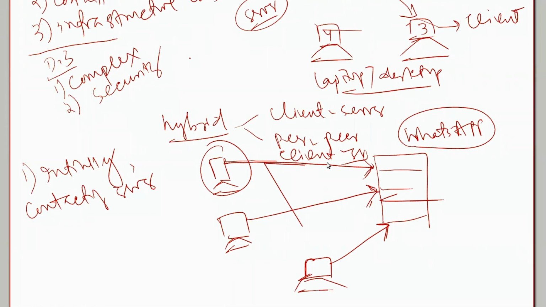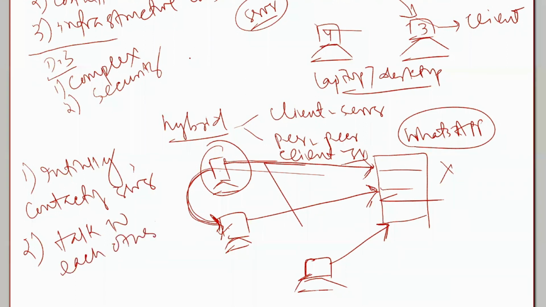So now, if you want to communicate with your friend, you can directly contact him, bypassing the server. This message need not go through the server. So once logged in, you can talk to each other directly, by using peer-to-peer. This is peer-to-peer communication.